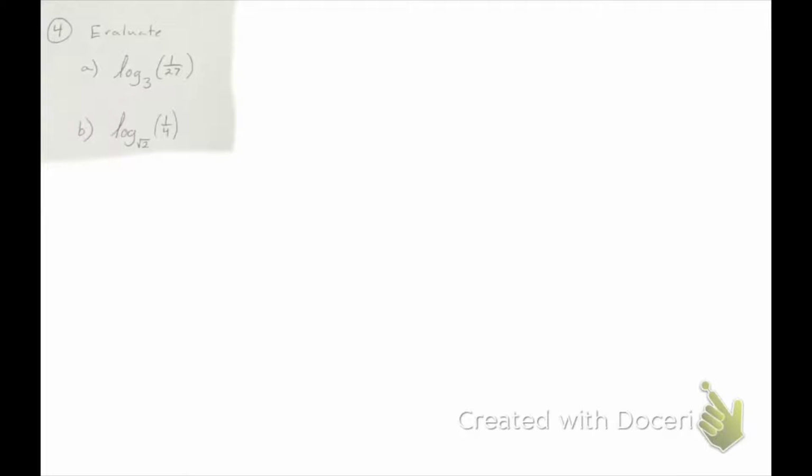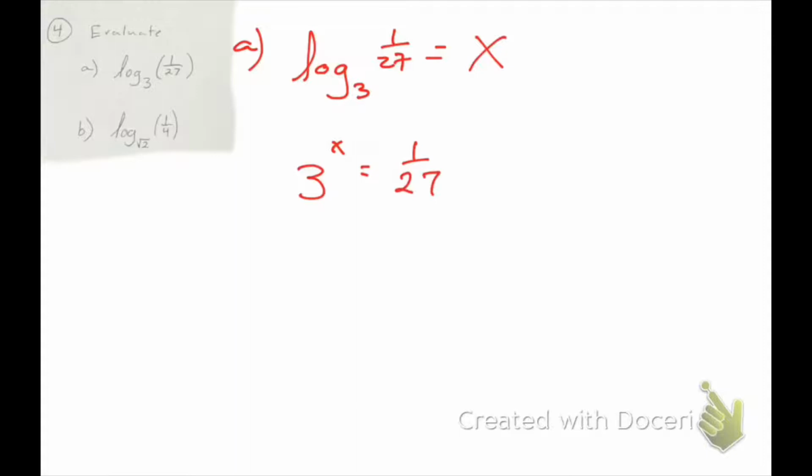Alright, let's look at question 4a, where we have to evaluate this logarithm. So 4a, this is log base 3 of 1 over 27. Now the first thing we're going to do is just set it equal to x. I'm going to recycle, so 3 to the x is equal to 1 over 27. Now maybe we can figure out what the exponent has to be to make this equal to 1 over 27.